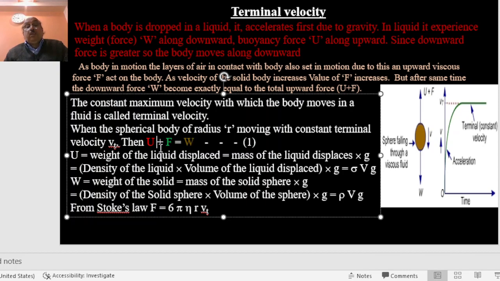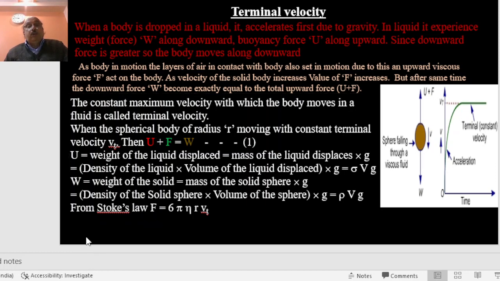Now we have to find out the value of the force of buoyancy. It is equal to the weight of the liquid displaced, that is mass of the liquid displaced into g, and mass, you know, is density of liquid into volume. If density of liquid is sigma, displaced volume is V, then U is equal to sigma Vg, and the weight of the solid is mass of the solid sphere into g.